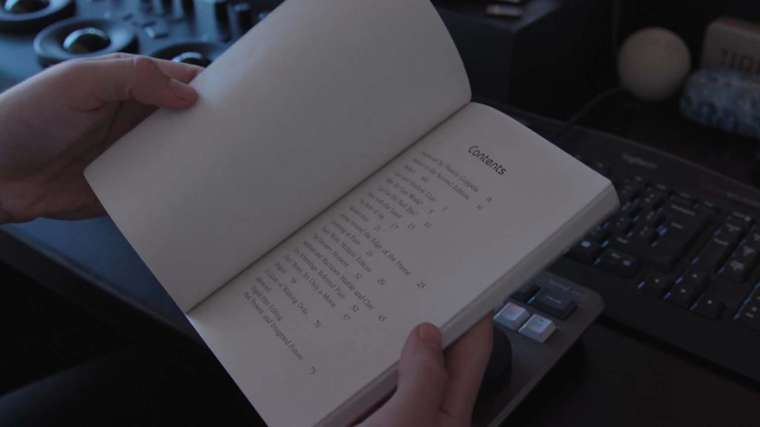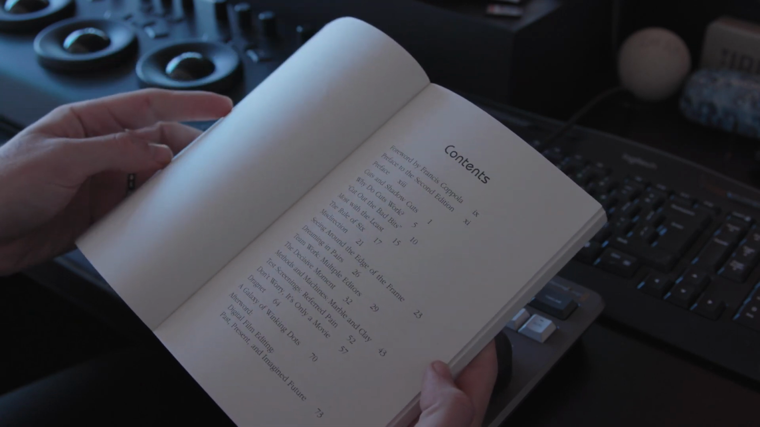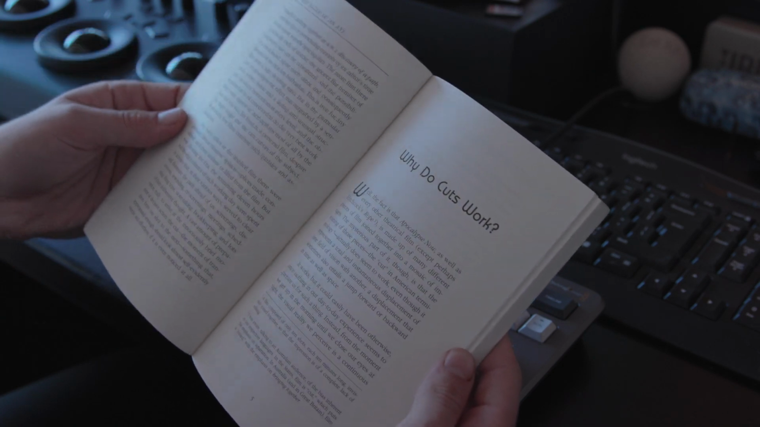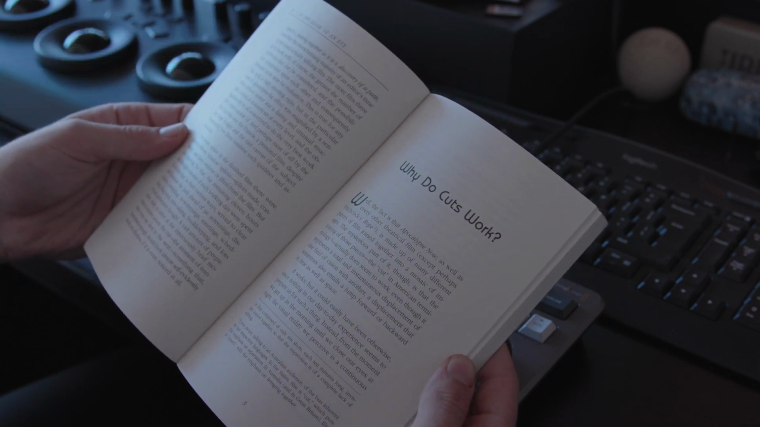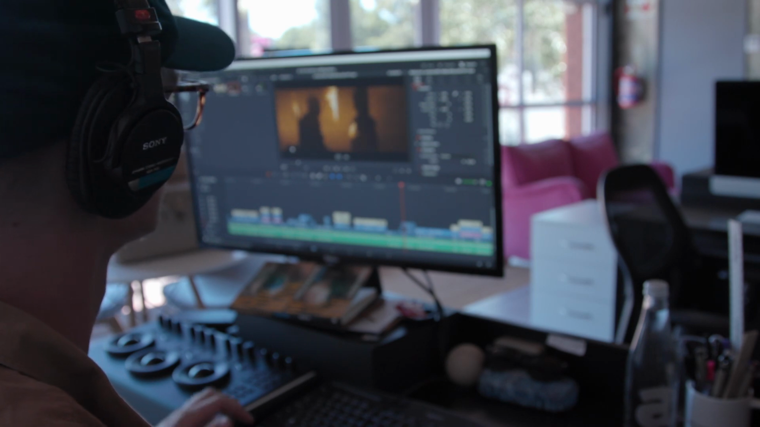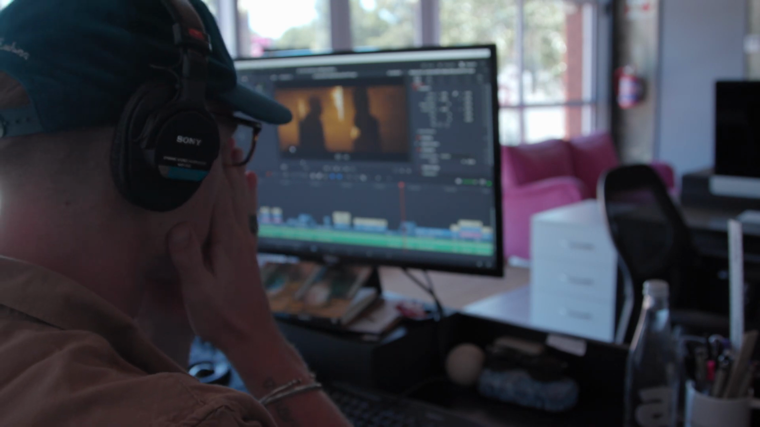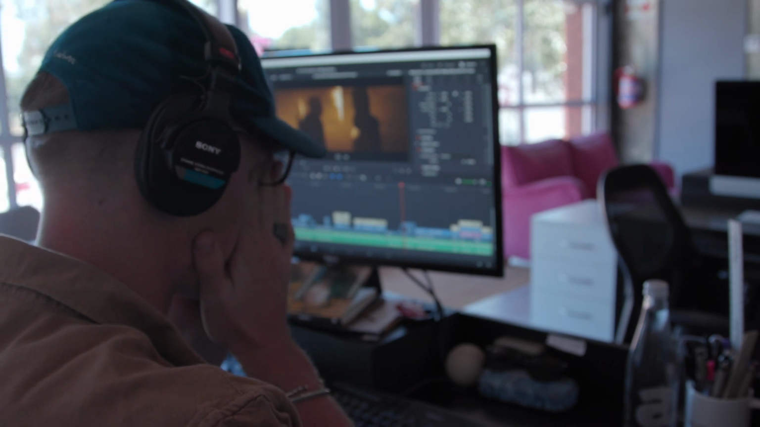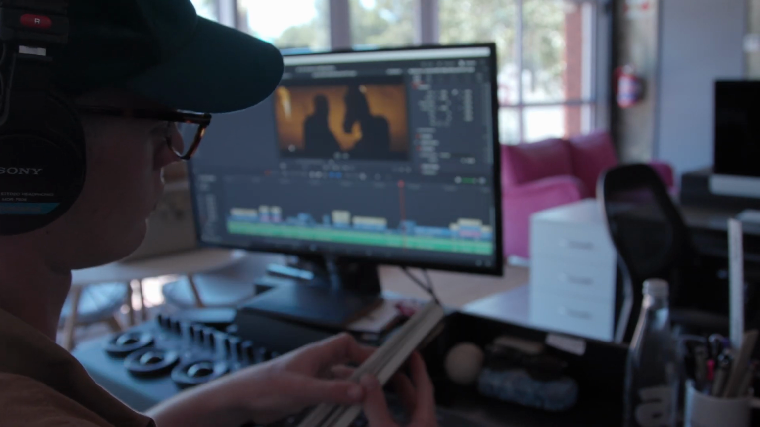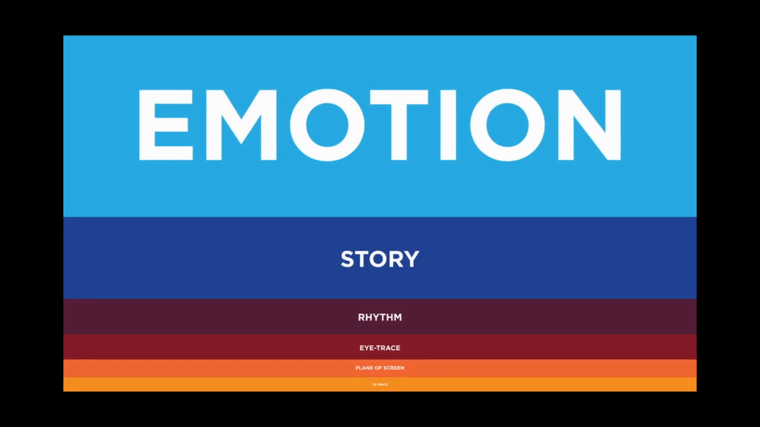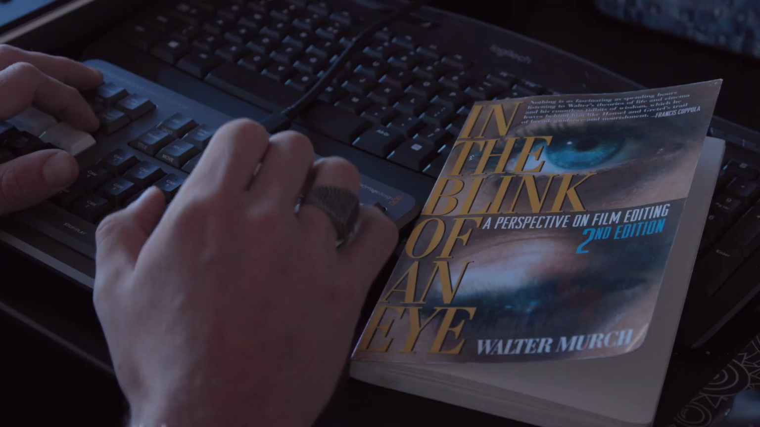It's actually one of the most highly regarded pieces on editing and is filled with incredible nuggets of very practical and very technical advice, rather than very overarching high-level theory, which can sometimes be unnecessarily complicated and not practical enough for real-world editors who need some practical advice on how to make their edits work. The rule of 6 is one of Walter's principles from In the Blink of an Eye.